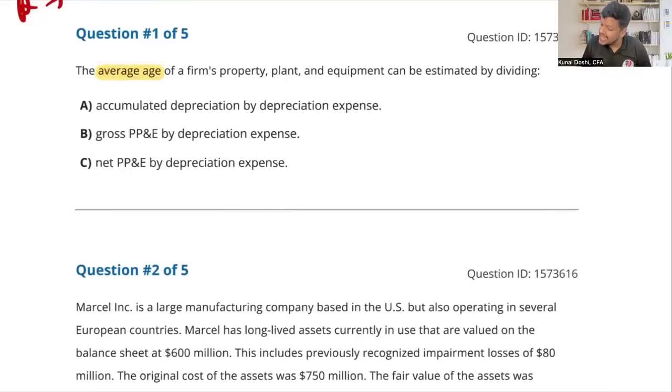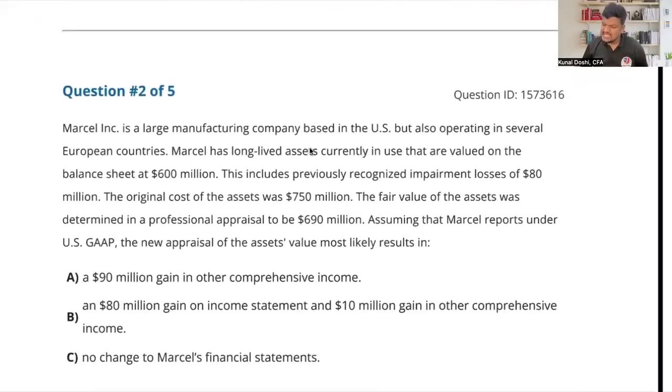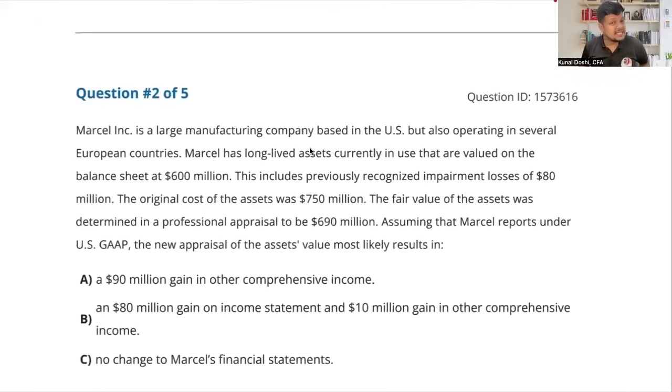The average age of the firm's PPE can be estimated. Age, how many years till now? See, average age is accumulated depreciation divided by depreciation expense. That will tell me how many years have been depreciated till date, right? So it is accumulated depreciation divided by depreciation expense. A is the answer, everyone. Right? Before I do it here, everyone should also put up in the chat box. Clear, clear, clear. Okay. Second question is very interesting. Let me see how many of you all answer. Okay.